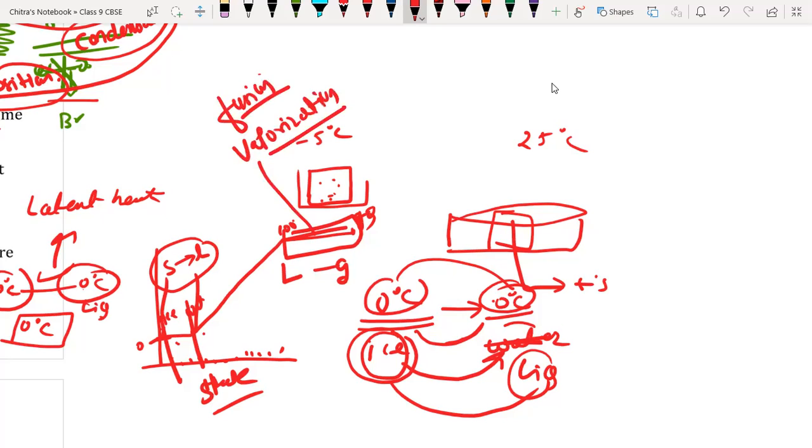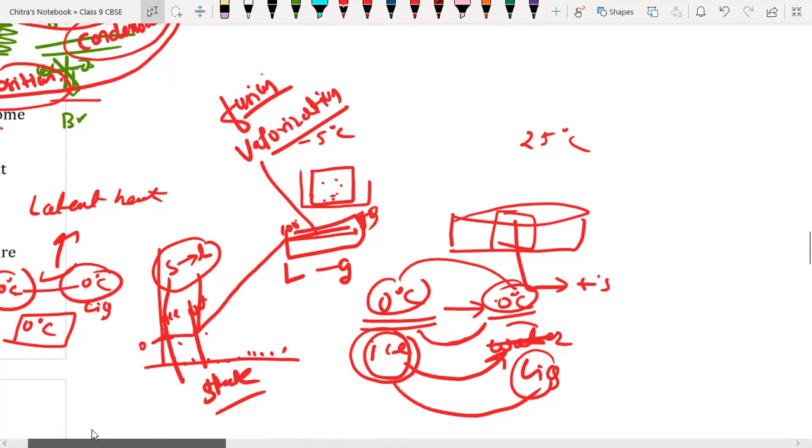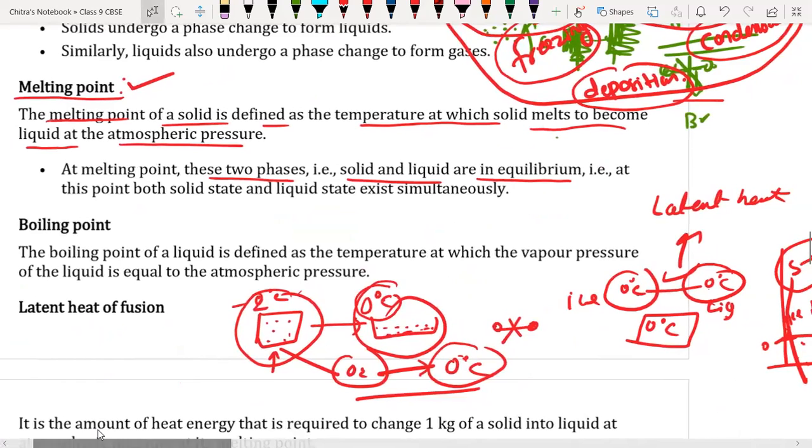We will cover that concept later in this chapter. Don't worry. Just remember what latent heat is: the heat required to convert solid into liquid state without change in temperature is called latent heat.